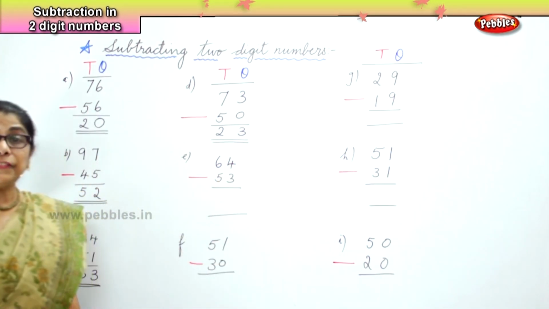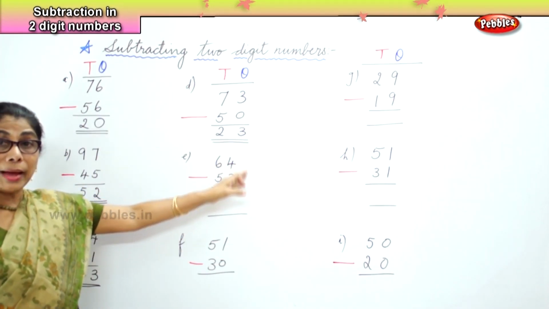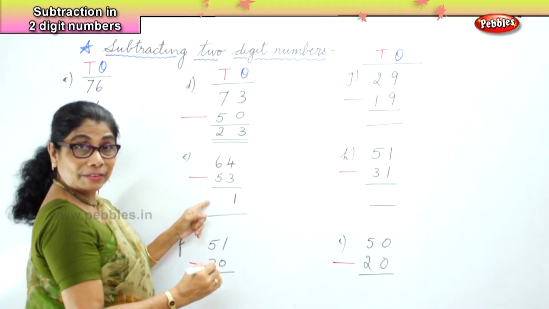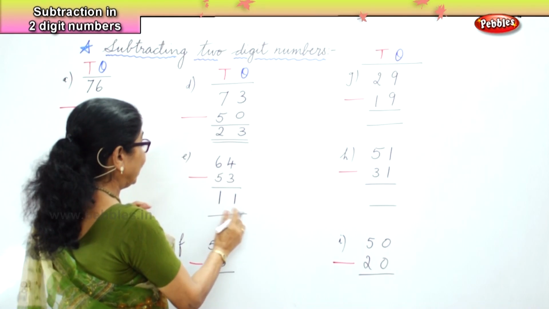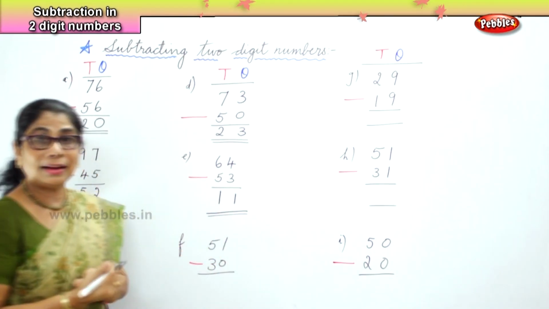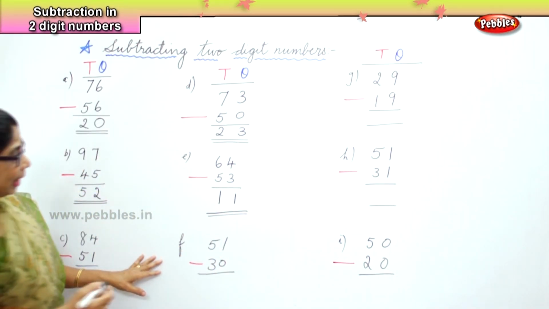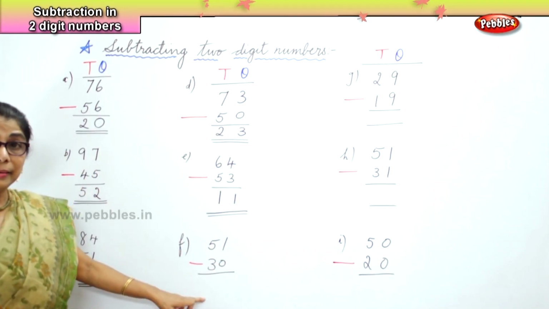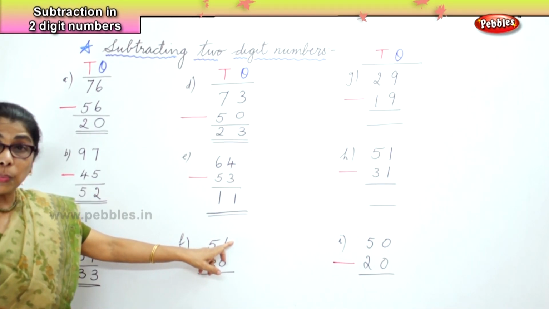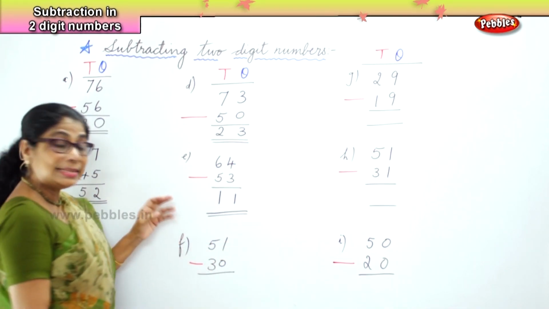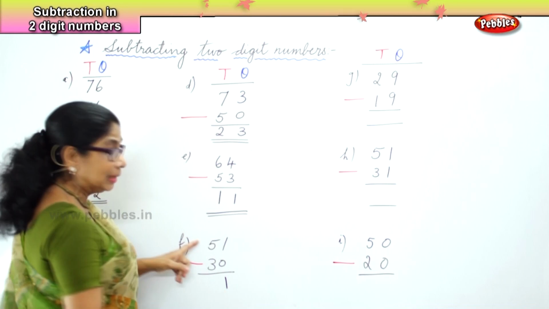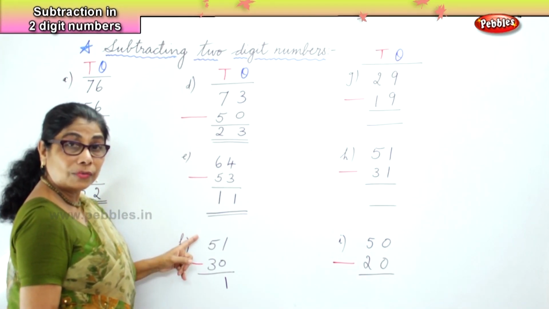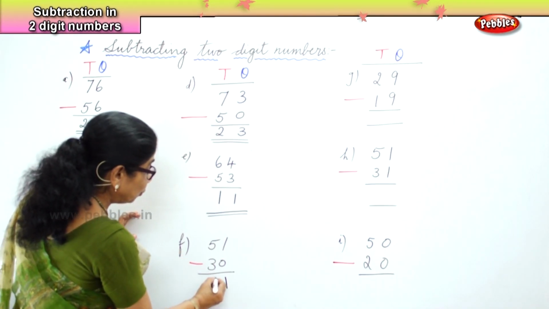The next we have here is 64 minus 53. In the ones place you got 4 and 3. 4 take away 3 is 1. 6 take away 5 is also 1. So you got 11 as the answer. In the next sum you have 51 minus 30. In the ones place you have 1 and 0. 1 take away 0 is 1 itself. 5 minus 3 is 2.